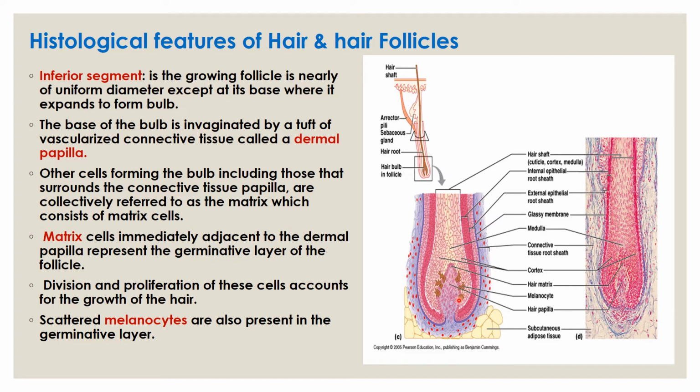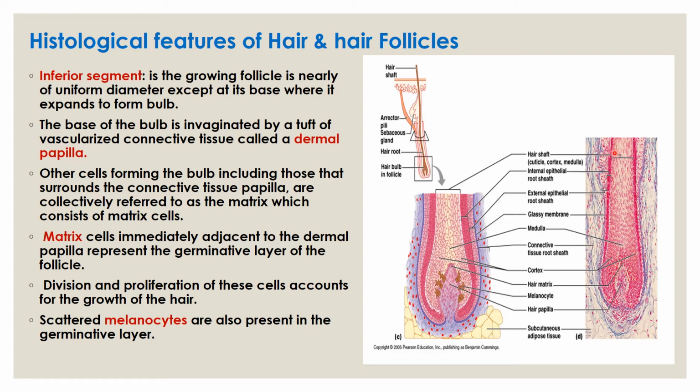Now you can see here the scattered melanocytes which are also present in the germinative layer. These melanocytes are responsible for the production of melanin, which gives the hair its color. So melanin pigments can be black or brown, or a red pigment, which gives different colors to the hair. In old age, the melanocytes decrease in amount and air bubbles are formed, so it gives rise to hair with no color, or white hair.